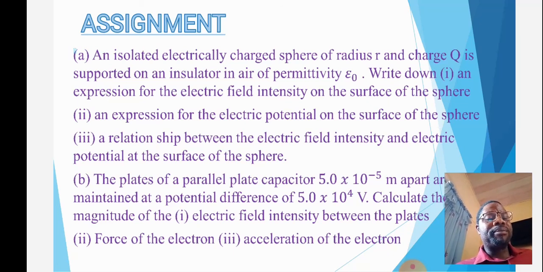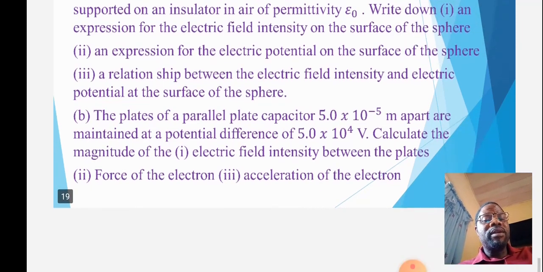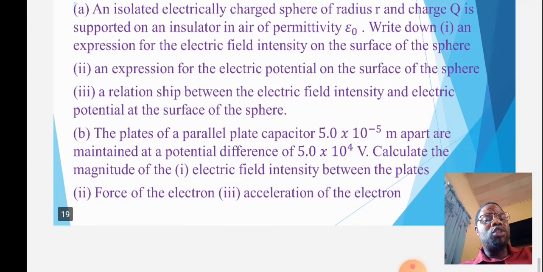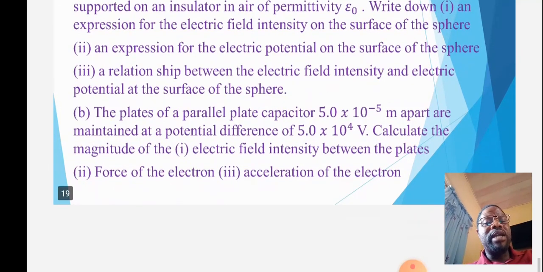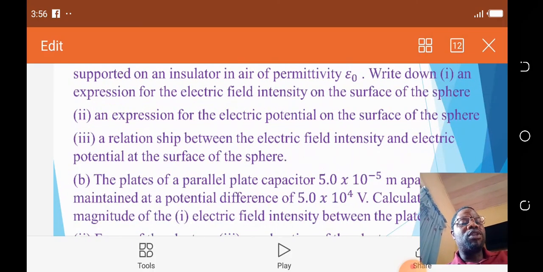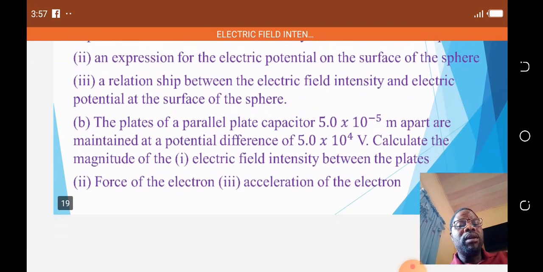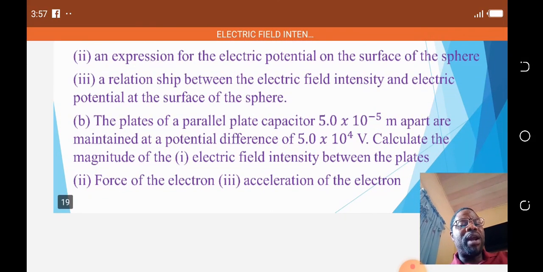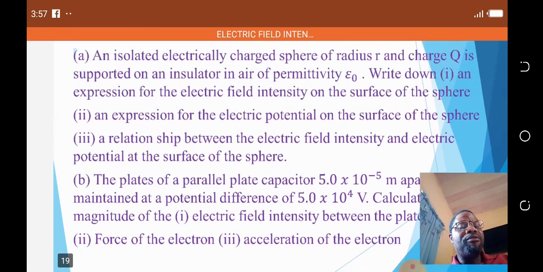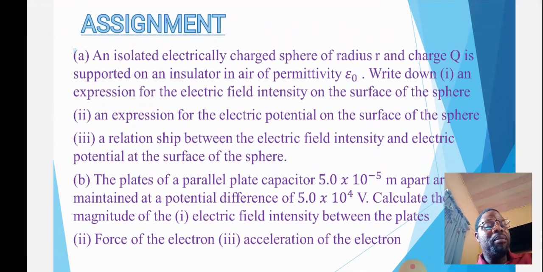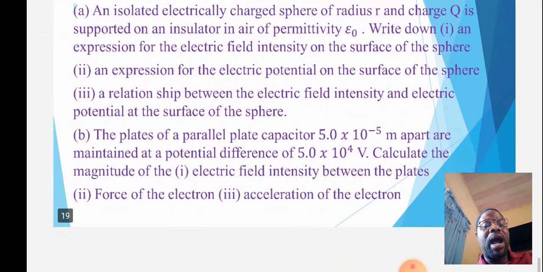Then question B. The plates of a parallel plate capacitor 5.0 times 10 to the power minus 5 meters apart are maintained at a potential difference of 5.0 times 10 to the power 4 volts. Calculate the magnitude of one, electric field intensity between the plates. Two, force on the electron. Three, acceleration of the electron.